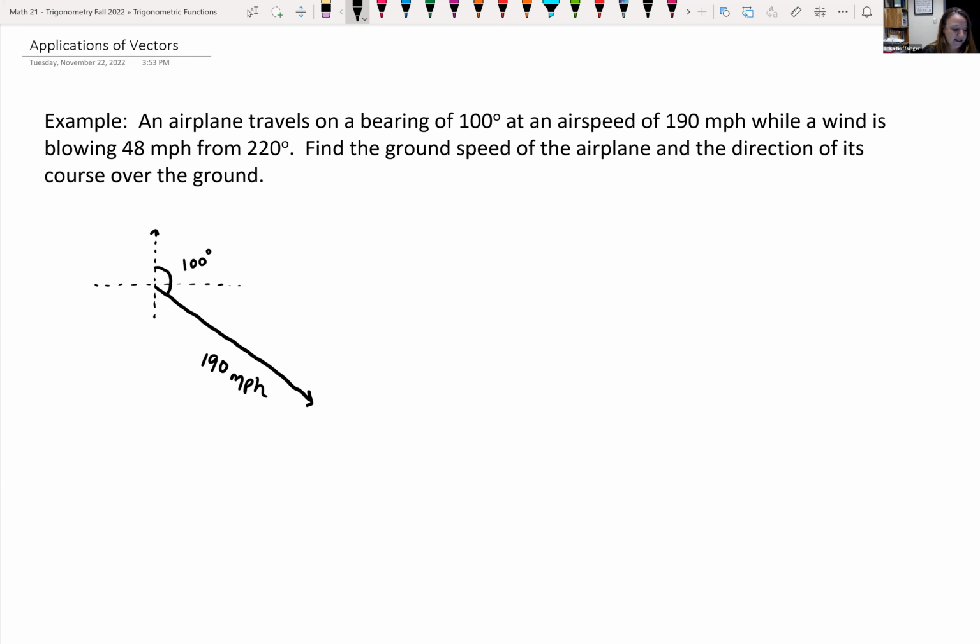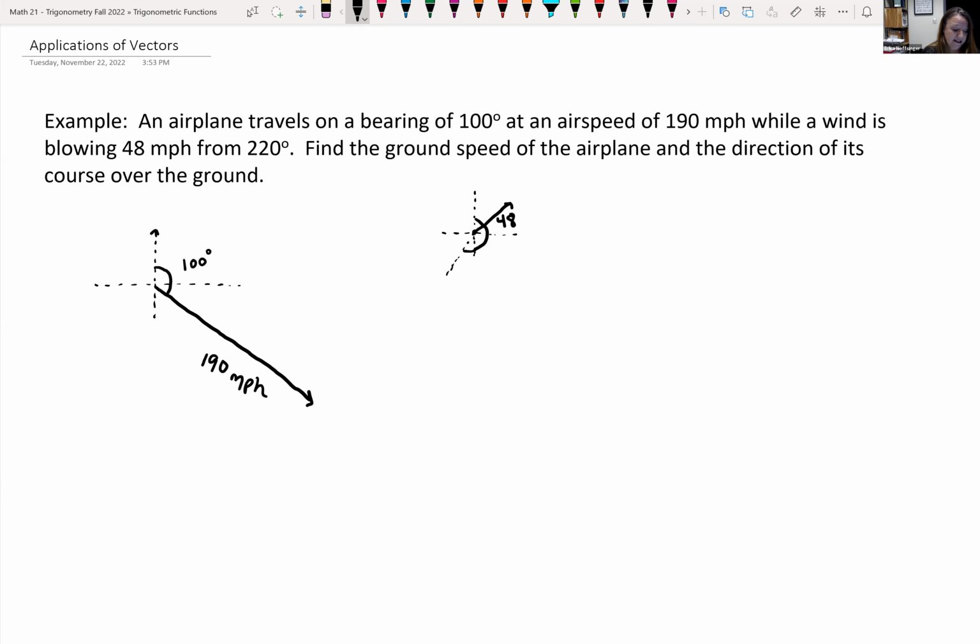If I look at the wind blowing, the wind is blowing from 220 degrees. So looking at a bearing, starting at the north line, we're going to go 220 degrees. So here is 180, so 180 plus 40 more degrees. So it's coming from there, so it's going to go in the opposite direction. So it's going to be pointing upwards here. And it's 48 miles per hour. So the length of this vector is 48.